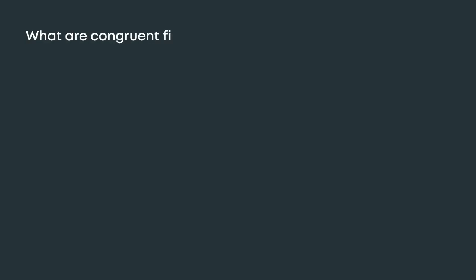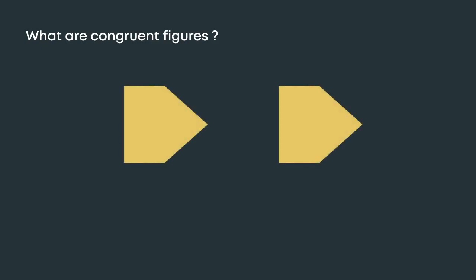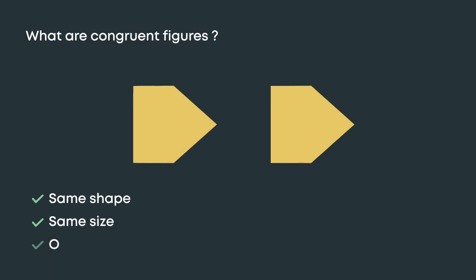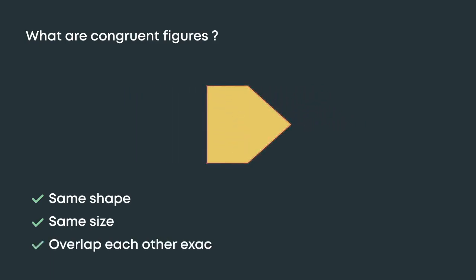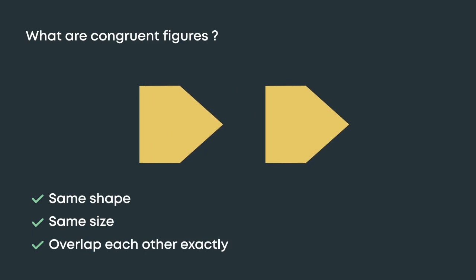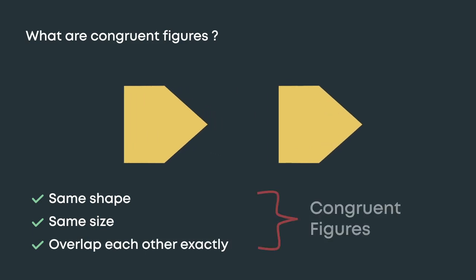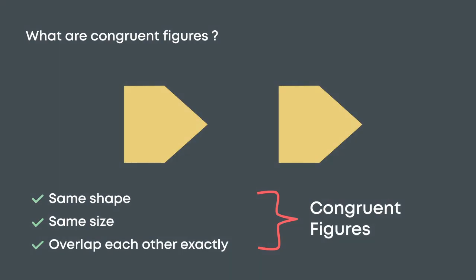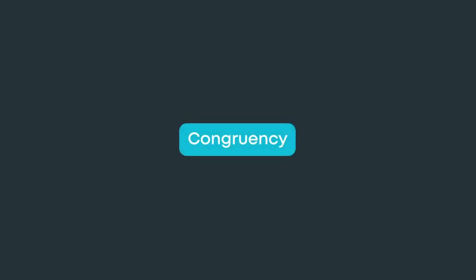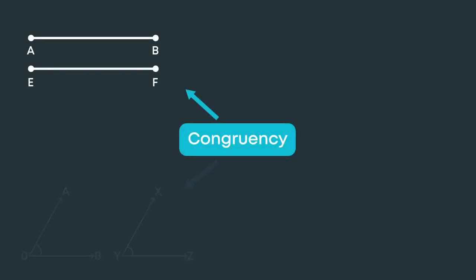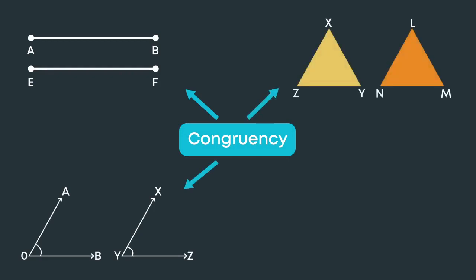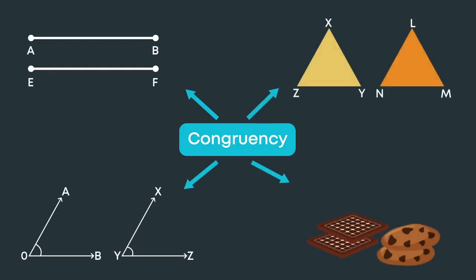What are congruent figures? Consider these polygons. They have the same shape. They have the same size. They overlap each other exactly. Such figures are called congruent figures. Congruency is observed in line segments, angles, triangles, and also objects in real life.